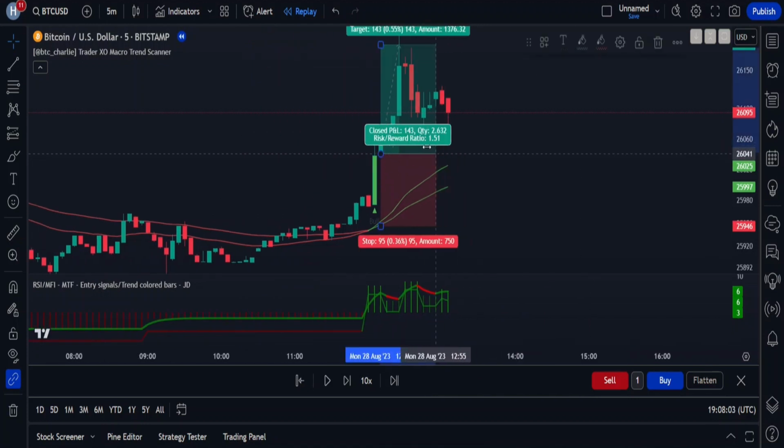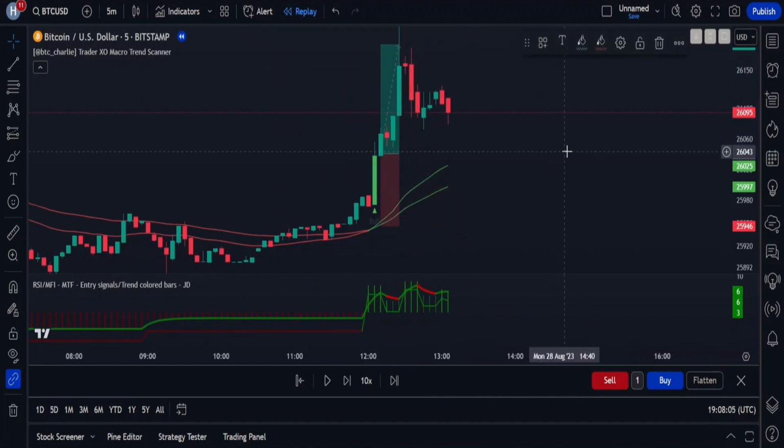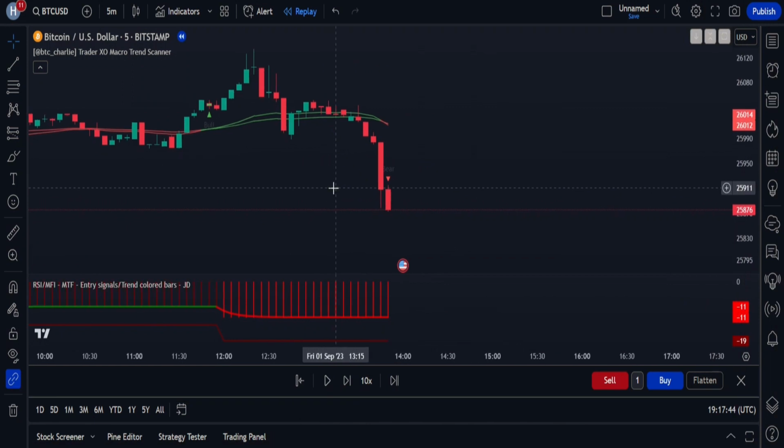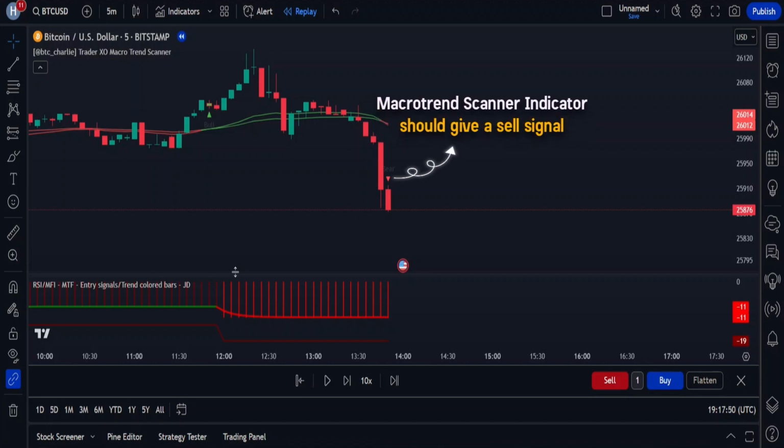Now let's go through the rules for entering a sell trade using these two indicators. So the rules for a sell trade are exactly opposite to the buy trade rules that I've explained. First of all, we will wait for the Macro Trend Scanner indicator to give a sell signal, which is represented by this red triangle icon.